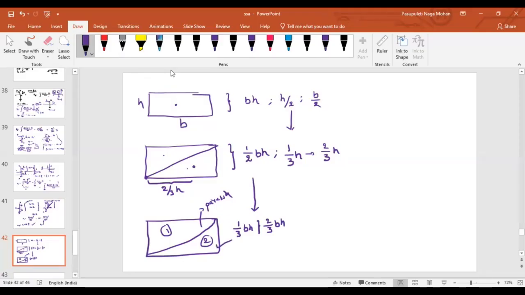So for this, the area will be 1/3 of BH. For this, the area will be 2/3 of BH. And what will be the CG portions? Can you tell me an example where we have used this curve? Have you guys studied RCC? Not yet, sir. Have you ever used this shape of curve in RCC? This type of area, 2/3 of BH.